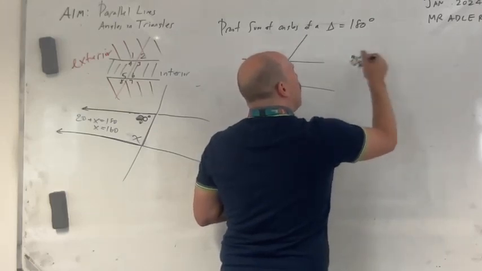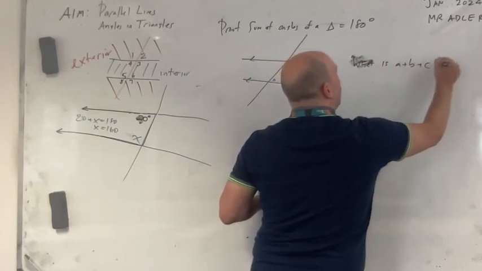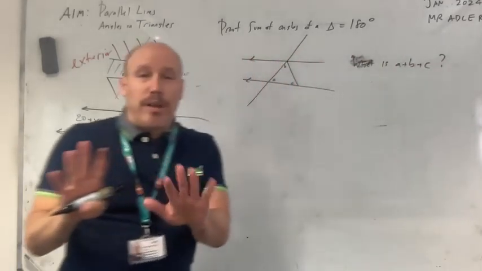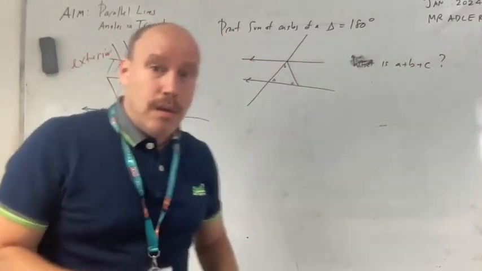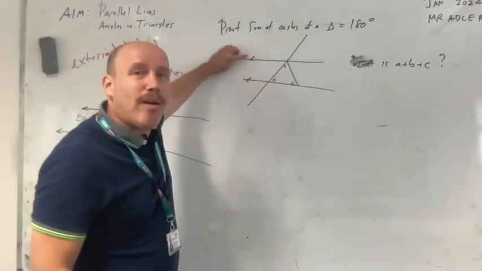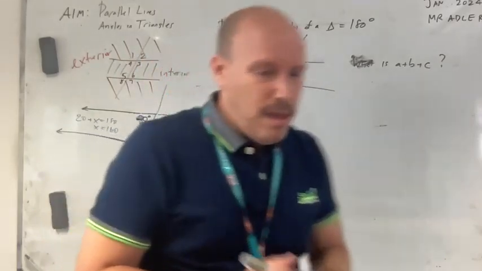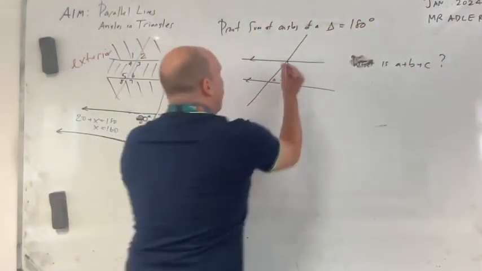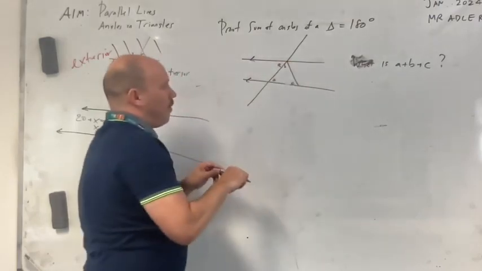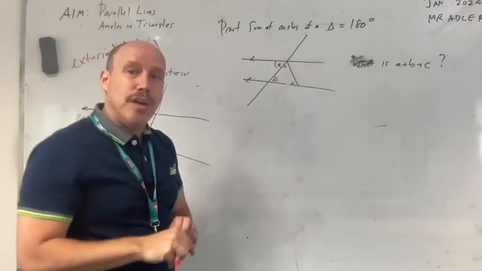So the question is, what is A plus B plus C? As I said before, I'm just showing you the proof. You don't need to know this. So the first thing is, I told you these lines are parallel. So that means if this is A, that means this angle here is A. All right, because why? Because these are alternate interior angles.